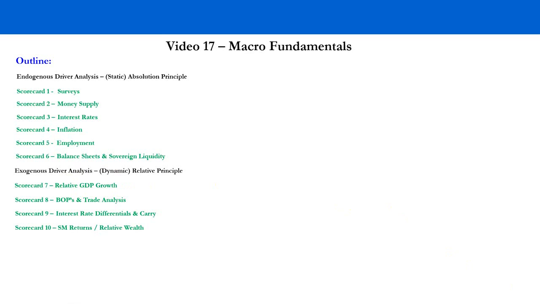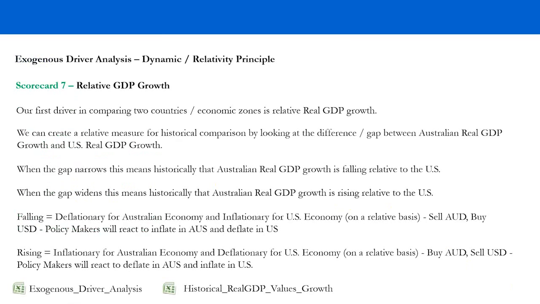So when we're looking at relative GDP rates, it's our first driver to compare two countries, because we're looking essentially at the differential of growth between the two economies. So we look at the two countries or economic zones in relative GDP growth terms. How fast is Australia growing compared to the United States? How fast is the United States growing compared to Australia?